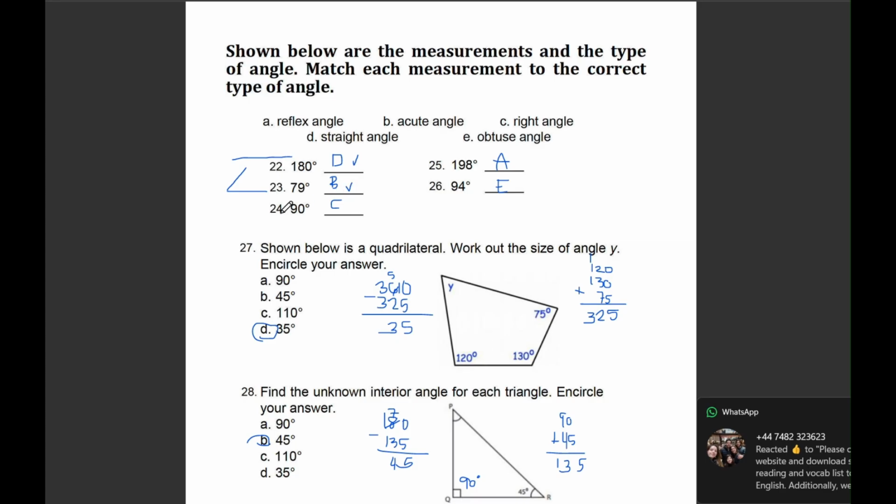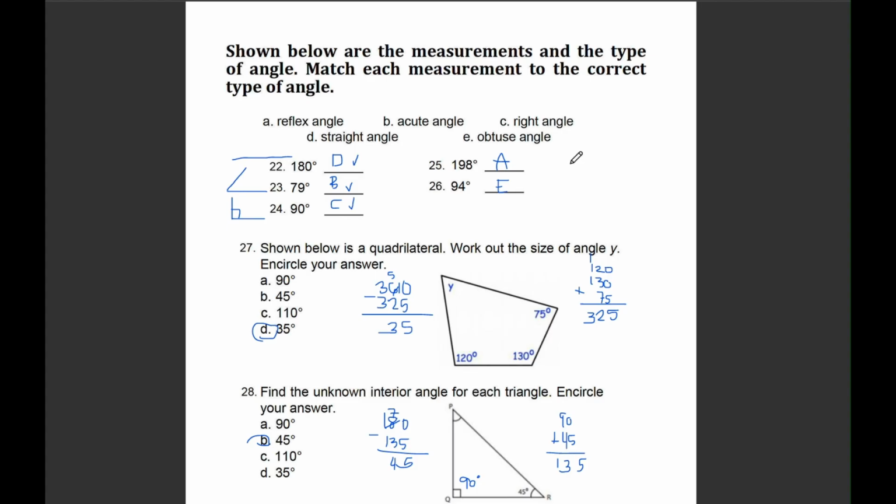Number 24. Match 90 degrees. Options: A. Reflex, B. Acute, C. Right, D. Straight, E. Obtuse. Why not? Others aren't exactly 90 degrees. Answer: C. Right. Formula/reason. Right angle equals 90 degrees.